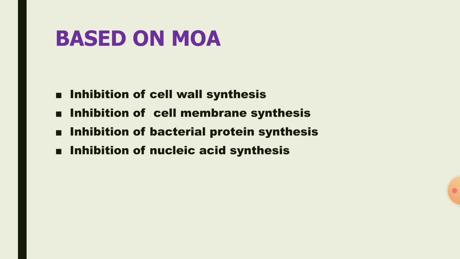Next, we will see the classification based on the mechanism of action of the antibiotics. Based on the mechanism of action, antibiotics are classified into four types. They are: first, inhibition of cell wall synthesis; second, inhibition of cell membrane synthesis; third, inhibition of bacterial protein synthesis; and fourth, inhibition of nucleic acid synthesis. These are the four types.